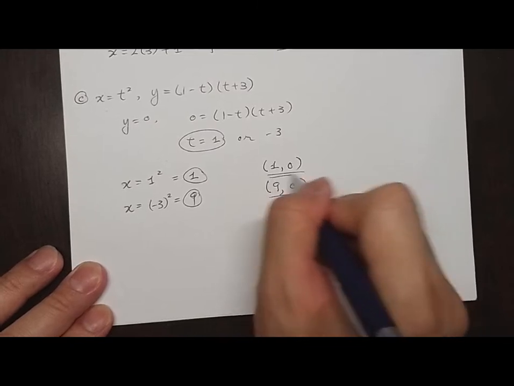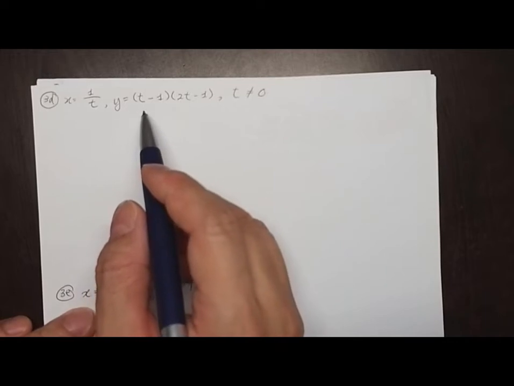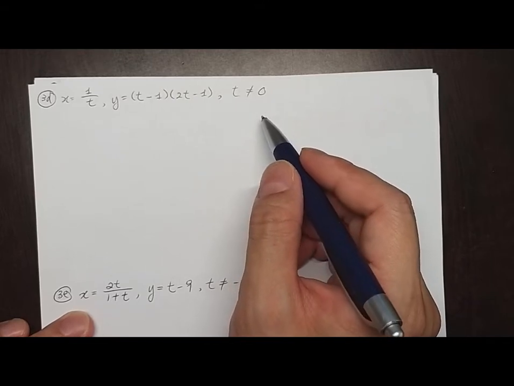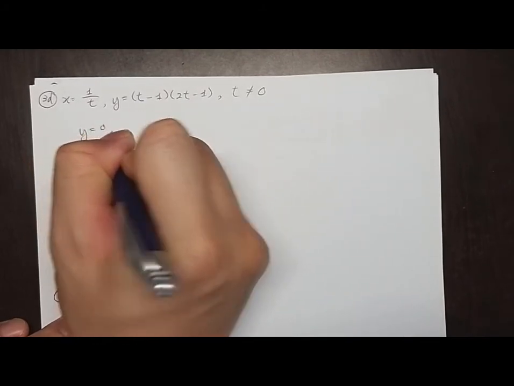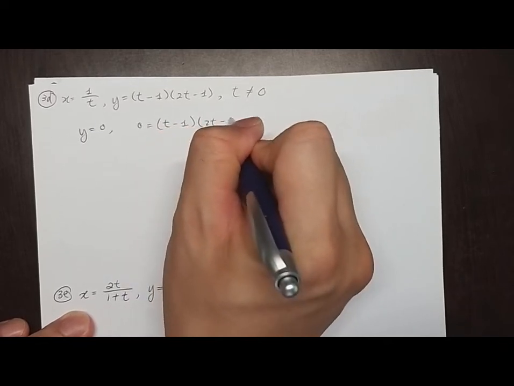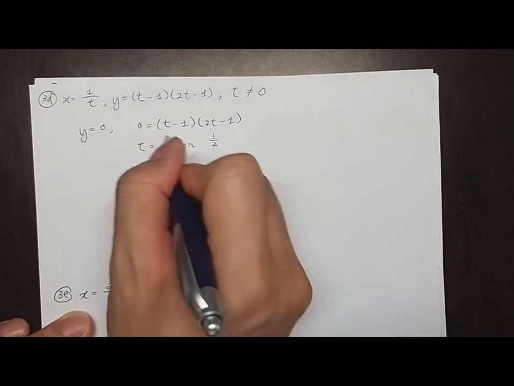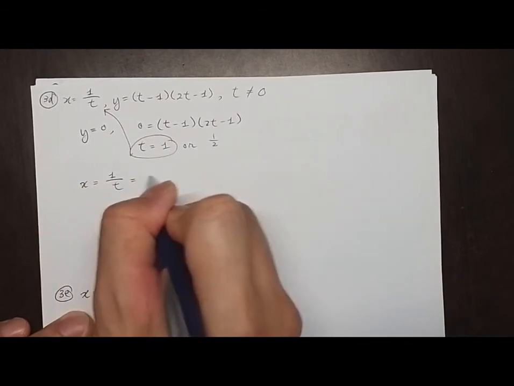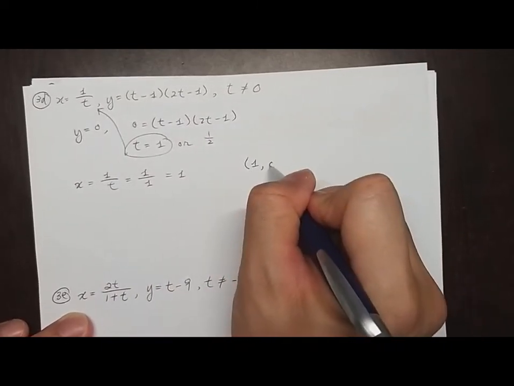This is the two intercept points with the x-axis. Part D, x equal to 1 over t and y equal to t minus 1 times 2t minus 1, and t not equal to 0. Because when t equal to 0, the x is undefined. So when y equal to 0, 0 equal to t minus 1 times 2t minus 1. That means t is equal to 1 or a half. When t equal to 1, substitute into this equation, x is equal to 1 over t, 1 over 1, and x equal to 1. One of the intercept points will be 1 and 0.